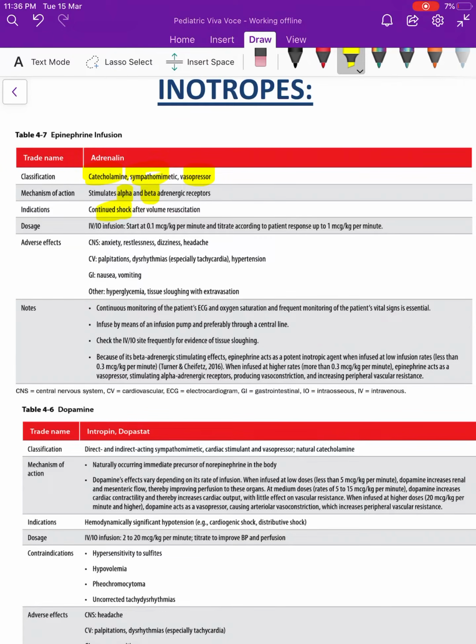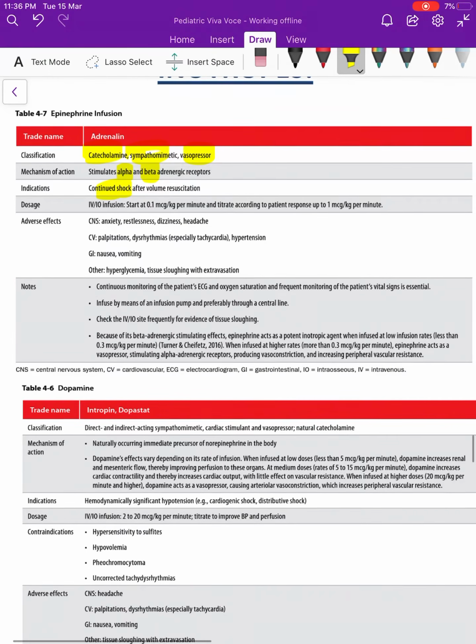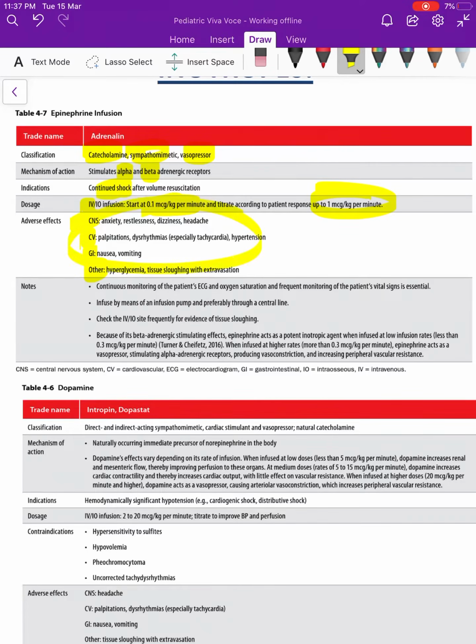Fine. And in the PALS manual as well, in case of cardiac arrest, this is one of the first line drugs that is used. Okay. Now dosage, it can be given as IV infusion, which in case of shock, we start at 0.1 micrograms per kg per minute, and we can go up to 1 microgram per kg per minute. Few of the adverse effects include CNS, CVS, GIT and others. Okay, these are few of the side effects.